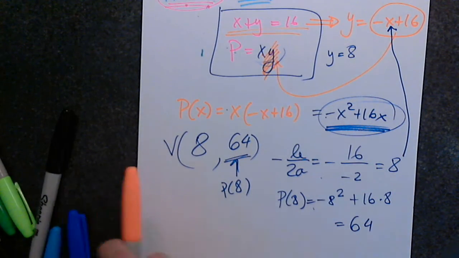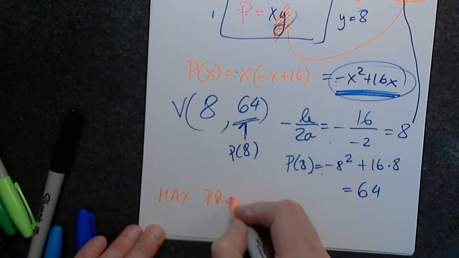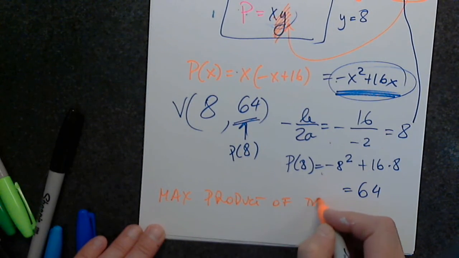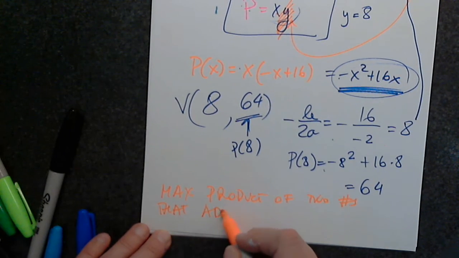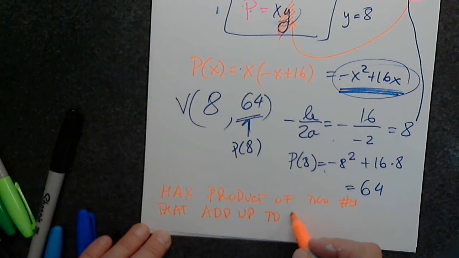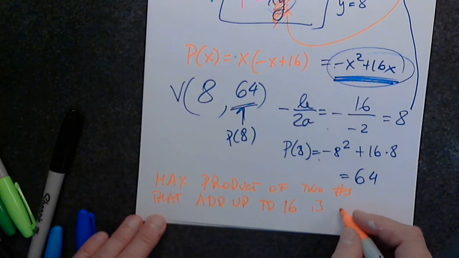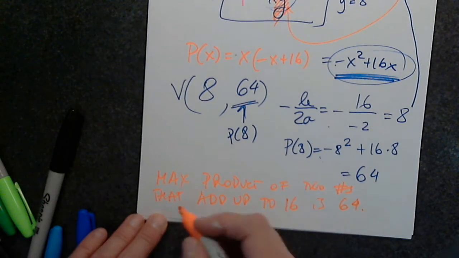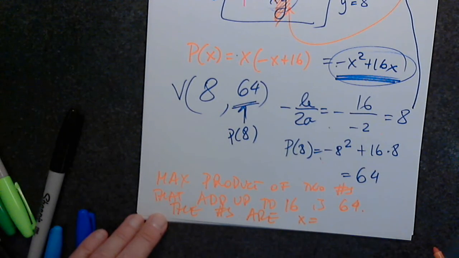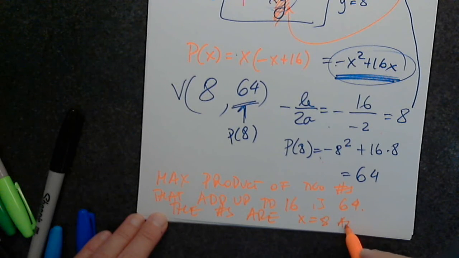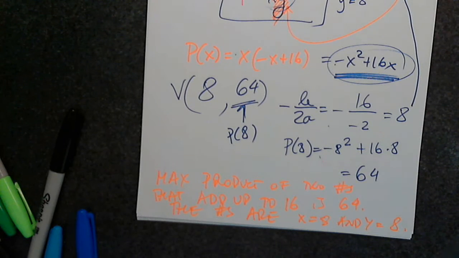Okay, so now we have to write the final answer. Max product of two numbers that add up to 16 is 64. The numbers are x equals 8, and y equals 8. This is the full and correct answer.